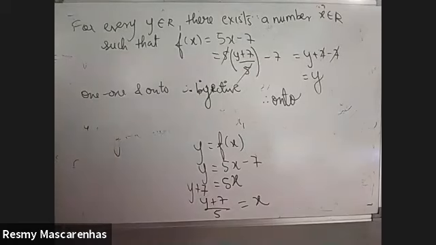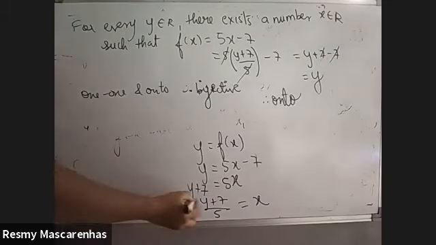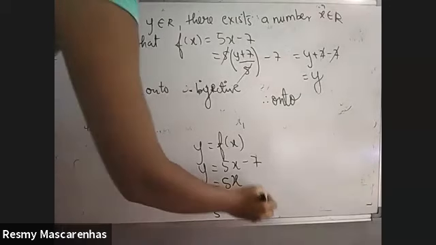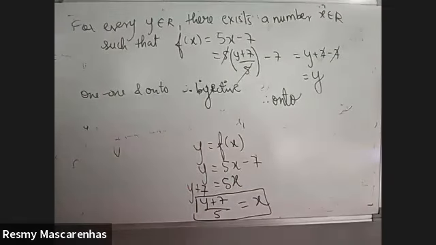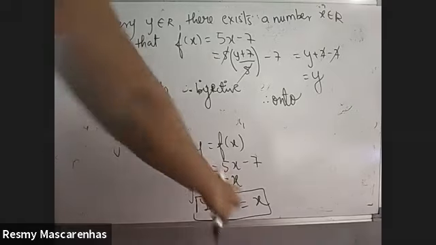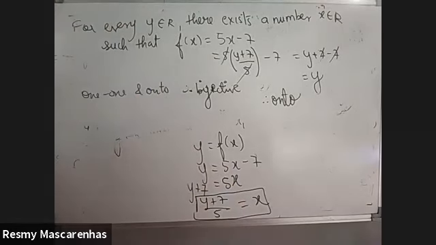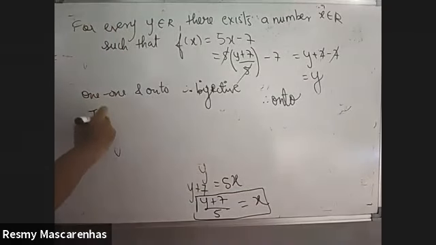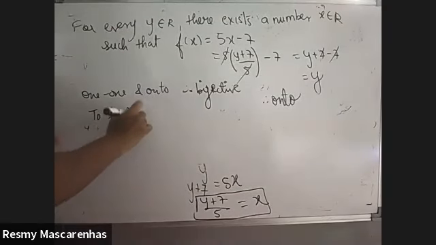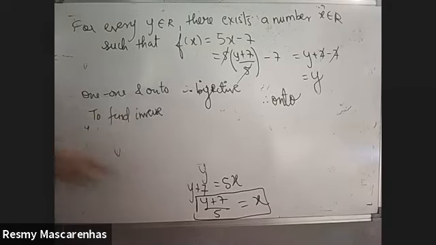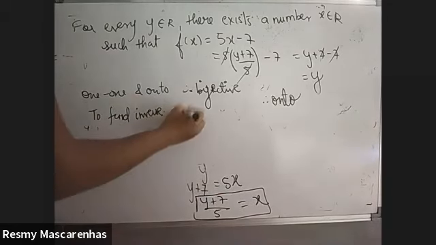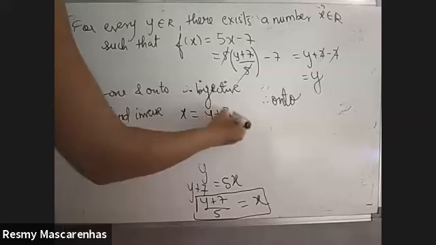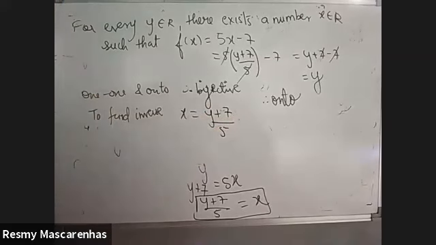So for inverse, just before writing this statement, whatever x value you got, you have to write it again. Just write it back here. So to find inverse, x is equal to, how much is it? y plus 7 upon 5. So this is what you had got, your value of x. So you have to write that again.